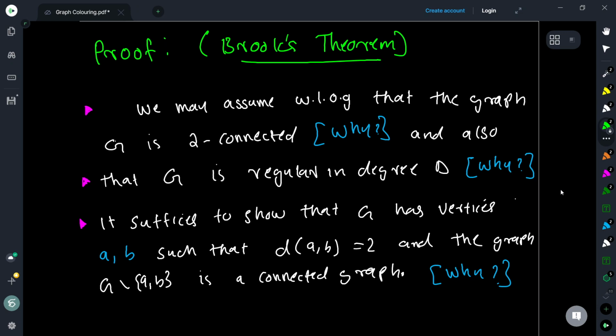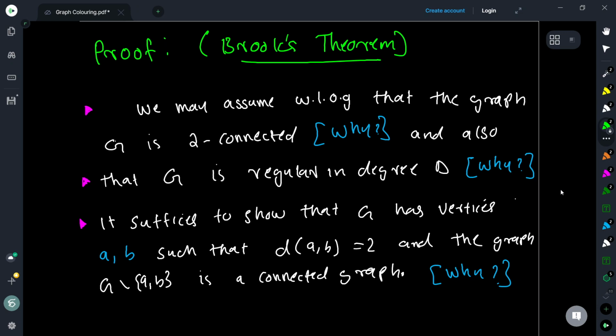Then, the third point is that it suffices to show that the graph has a pair of vertices, let's say A and B, such that the distance between A and B is equal to 2, right? Which means that A and B have a common neighbor, and there is no edge AB. So A and B are not adjacent and have a common neighbor, let's say X, and the graph G minus A and B is a connected graph.